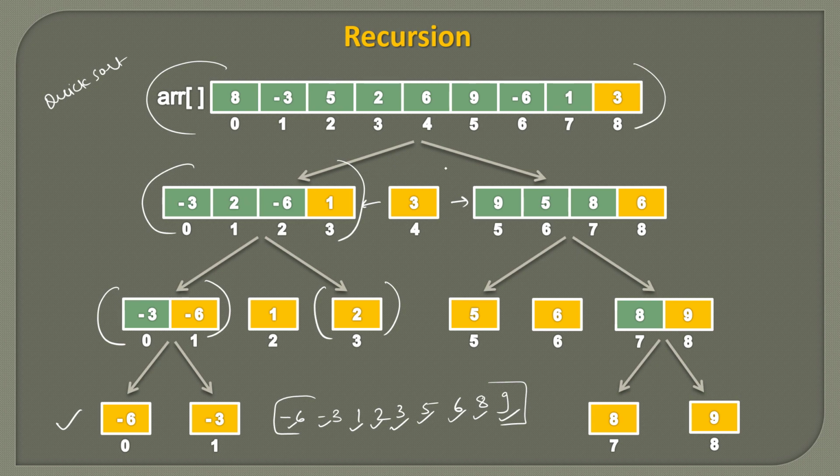Then we went to the right part and we did the same steps again. We first went on the left, then we went on the right. And at the end, you see all the elements are at their proper indexes. So if we sort this array, you will get this array. So friends, this was all about the quicksort recursion.